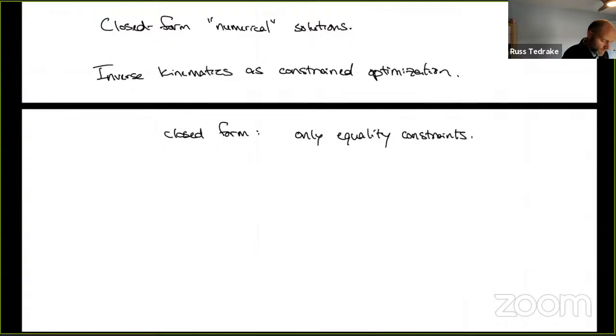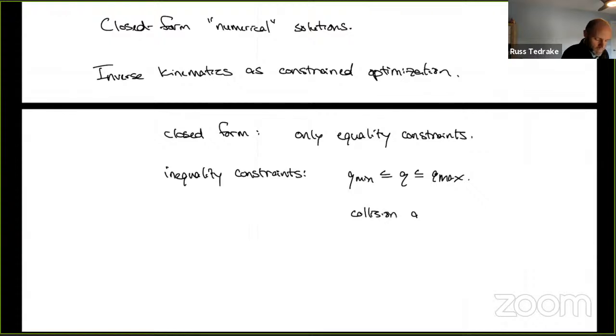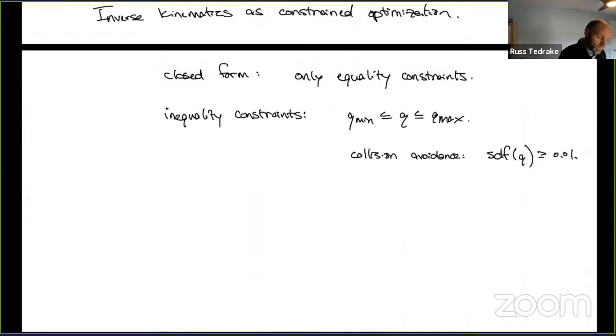But we want inequality constraints, both in terms of joint angles, but also in terms of collision avoidance, which is like the signed distance between my robot and the world, for instance, having to be greater than some threshold. And we'll talk about exactly how to write those.